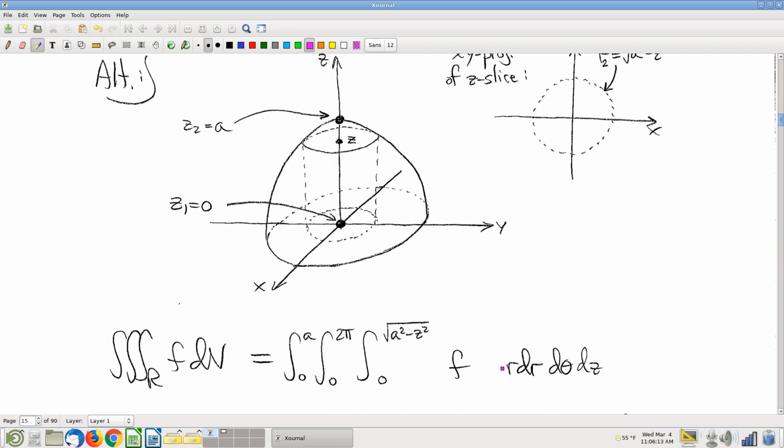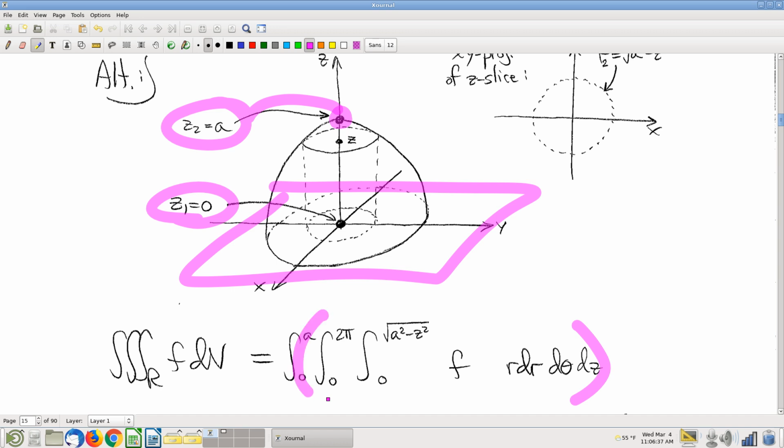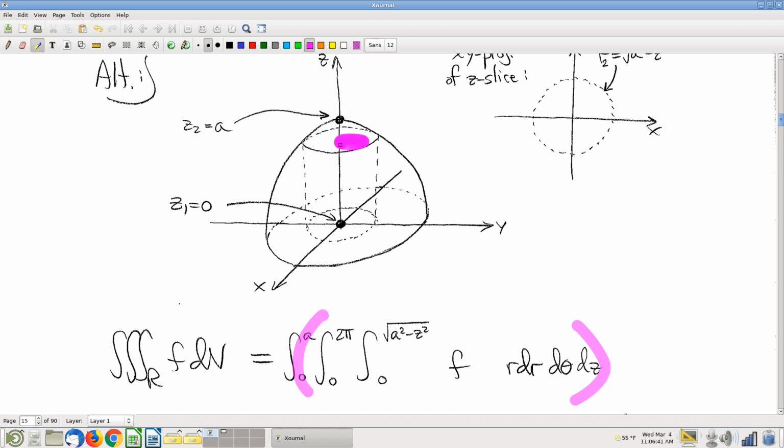Let's see here, the other order. Let's say we do our dz on the outside, dr d theta on the inside. Things change a little bit, right? Your z slices are going to go from 0, right, up to, well, here's what z slices tend to look like, but that last z slice is going to be up there at the top where you can easily see z is a. Here's a generic z slice.